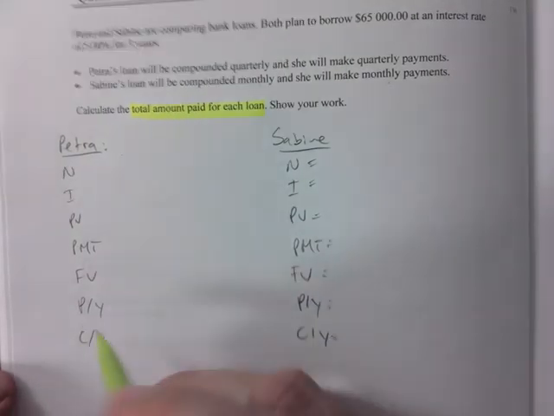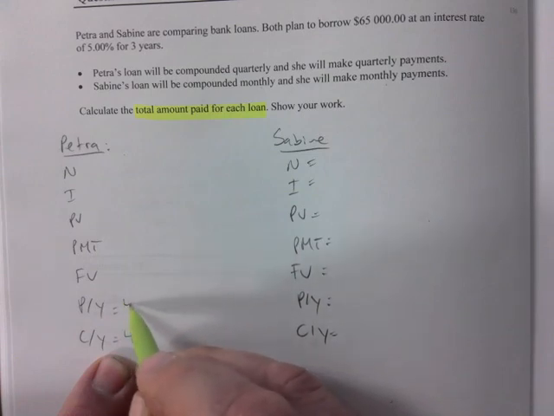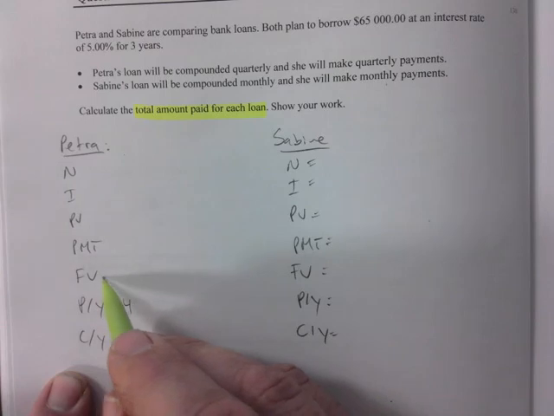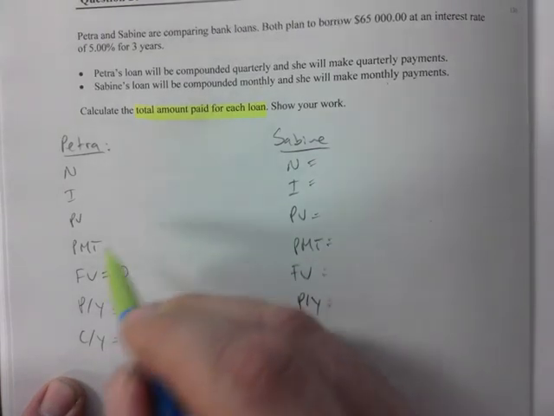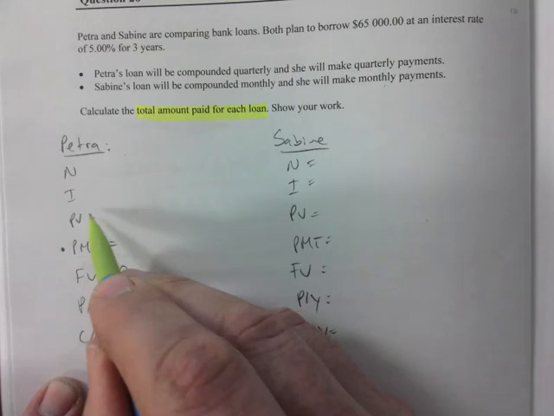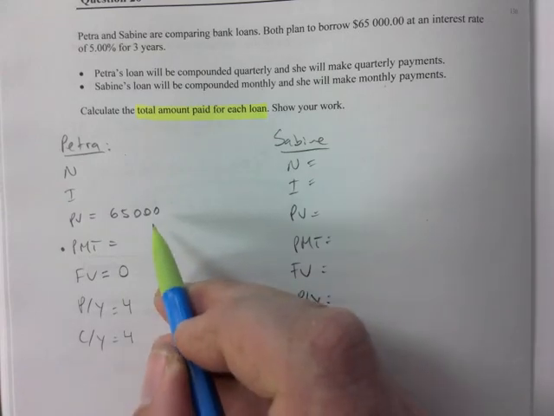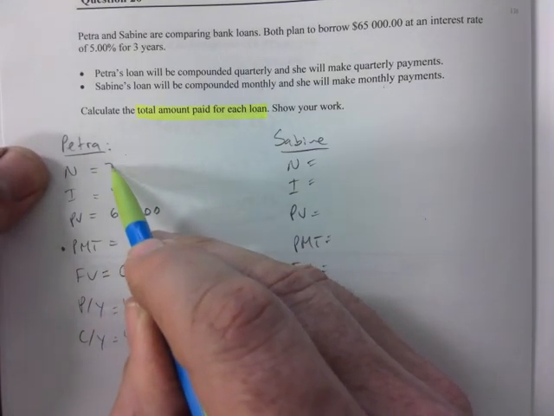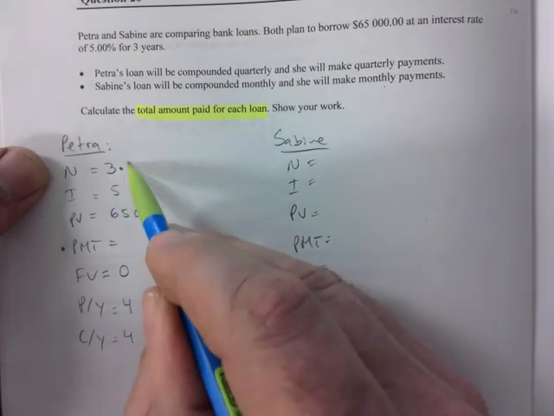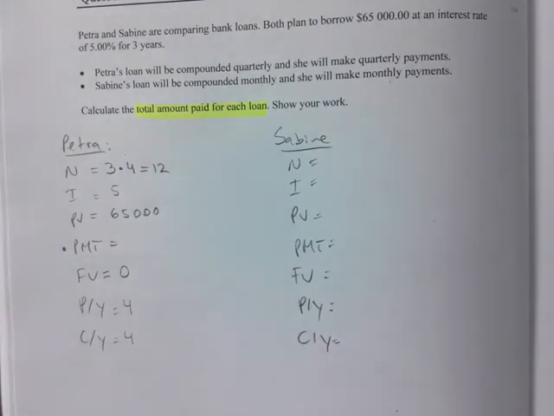So Petra, I tend to start at the bottom if I don't know much about it. So it's compounded quarterly, and we're making payments that are quarterly as well. What is the future value if it's a loan? 0, yeah. The payment to be determined, present value $65,000. When you're borrowing money, it's coming to you guys, so it's positive. Interest rate is 5%. N is what? The years, 3 years, times whatever PY is. So don't forget to do that. So there you have it. So the only thing left here is your payment.